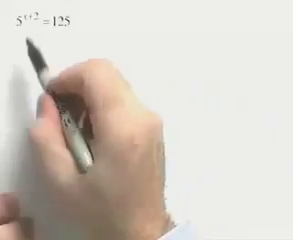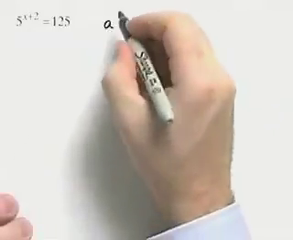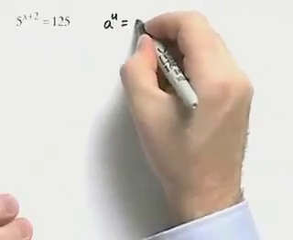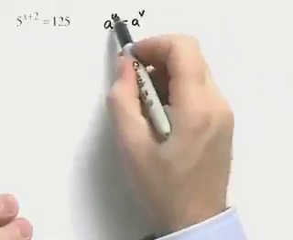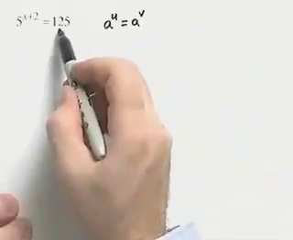For this problem, we're going to solve an exponential equation. We have the equation 5 to the x plus 2 equals 125. Recall that if we can write both sides with the same base to a power, which is a to the u equals a to the v, we have the same base, then the powers must equal each other. So our goal here is to get both sides to have the same base.